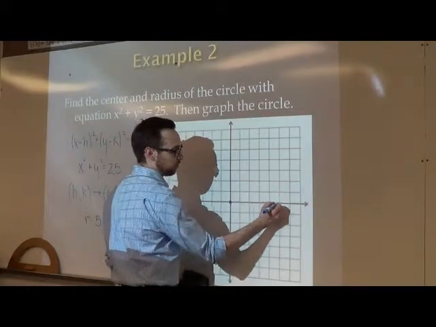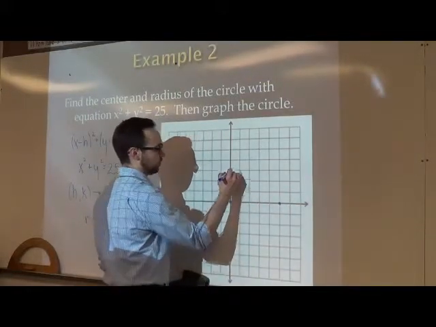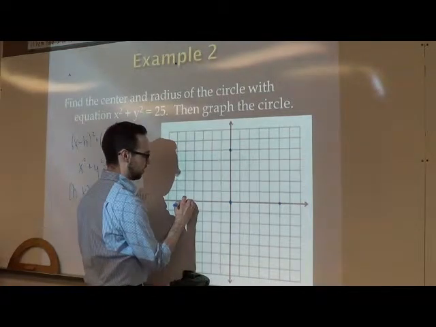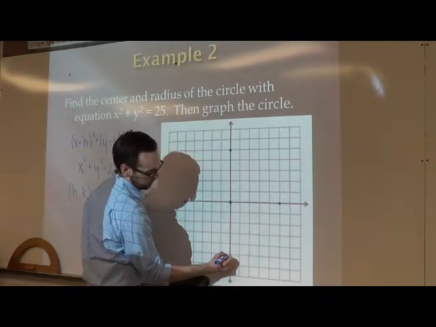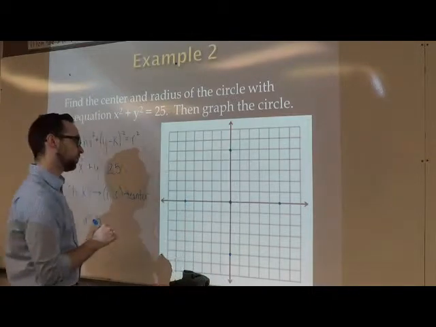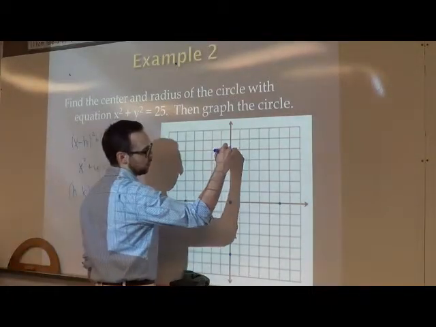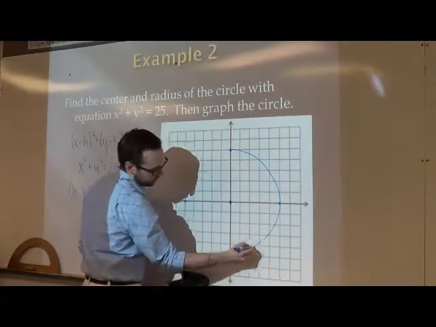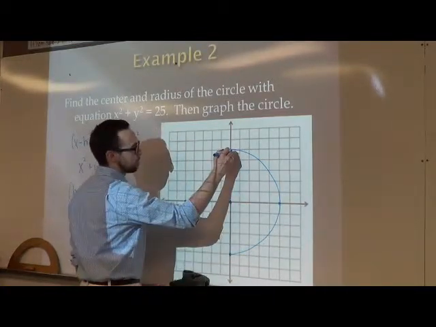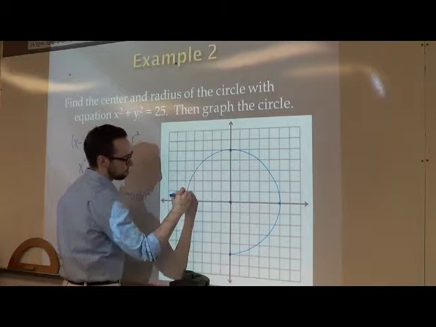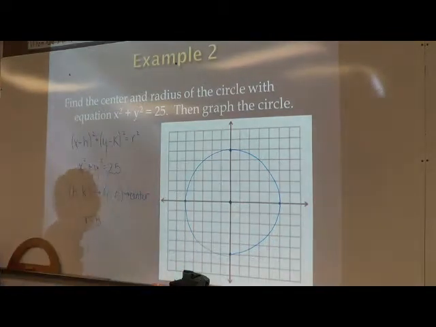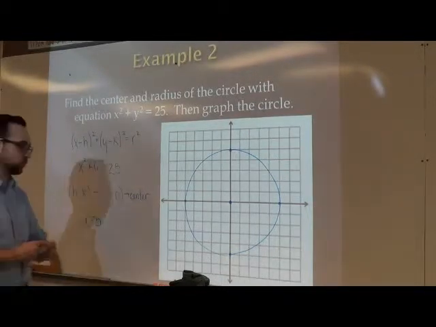1, 2, 3, 4, 5. And that's going to create my circle. And I very neatly and carefully connect the dots. And again, it might not be perfect, but that's okay. It's close enough to get you what your equation should look like, or what your circle should look like.